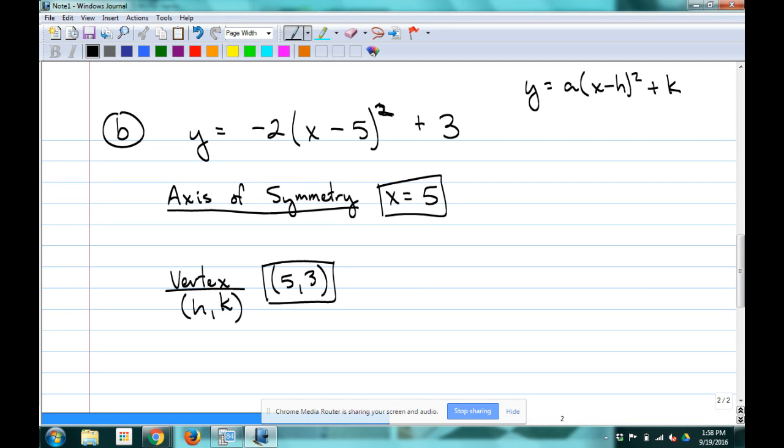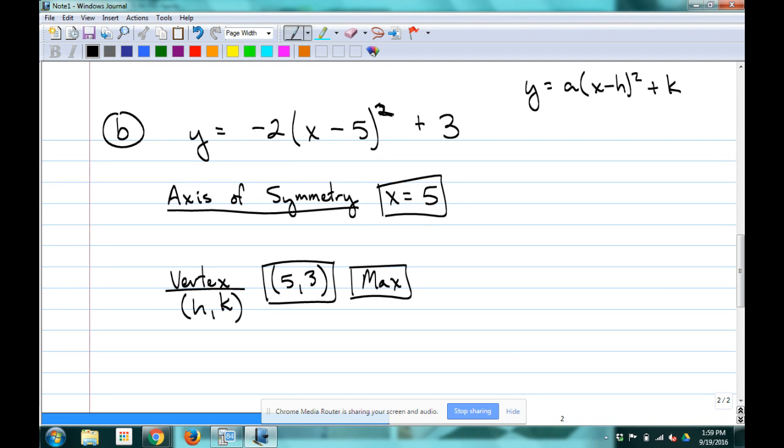Okay. Now, is that vertex a maximum or a minimum? Why is it a maximum? Yeah, a is negative 2, a negative number. That means the parabola is going to open down. So it's got a highest point. That makes it a maximum. All based on a being a negative number. Again, that's on your handout.